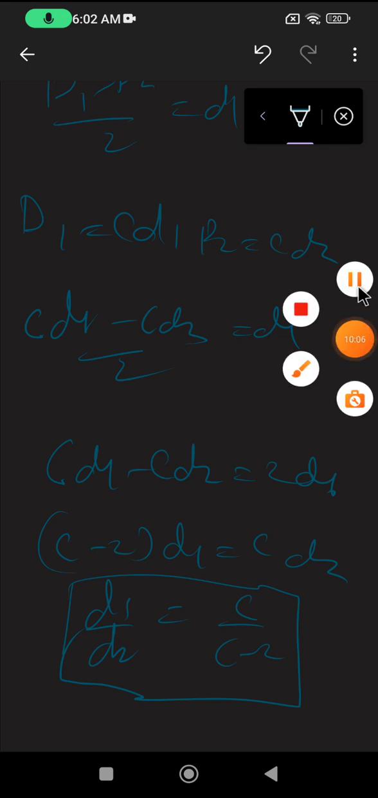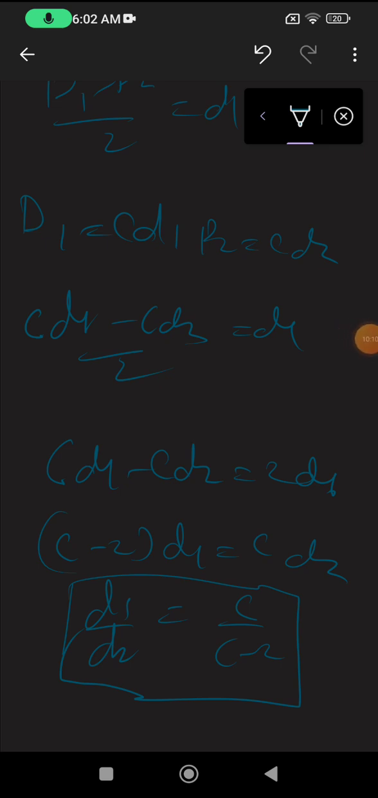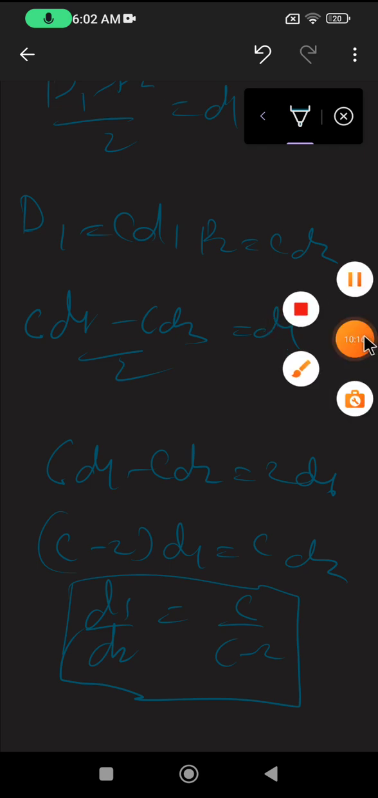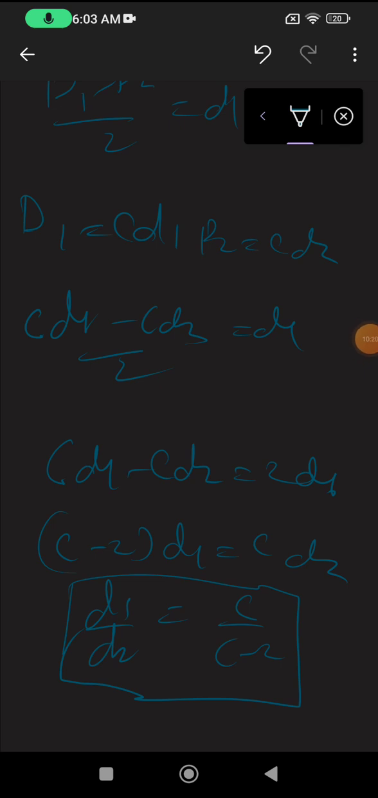So this is the relation for the concentric spring. This is the concentric spring. If we remember these equations, it will be helpful in the examples. Now we'll see another topic, that is leaf spring.